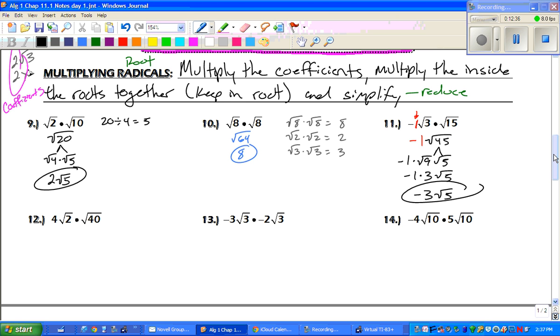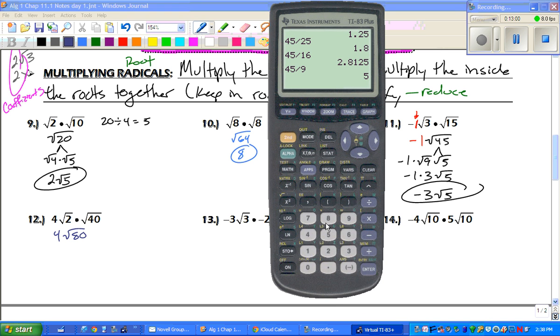All right, let's look at 12. So remember, outside with outside and inside with inside. We've only got inside right here, so these are the only things that you're multiplying. So that changes to 4 square root of 80. And now when you start breaking 80 down, 64, no. Well, it might be, hey, Mr. Grice, 81's really close. Well, 81's over it, so it's not even going to work.